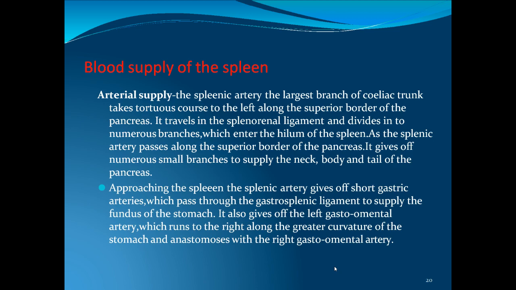Approaching the spleen, the splenic artery gives off the short gastric arteries, which pass through the gastrosplenic ligament to supply the fundus of the stomach. It also gives off the left gastroepiploic artery, which runs to the right along the greater curvature of the stomach and anastomoses with the right gastroepiploic artery.